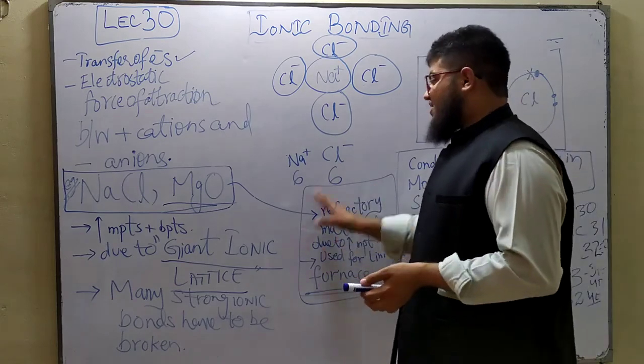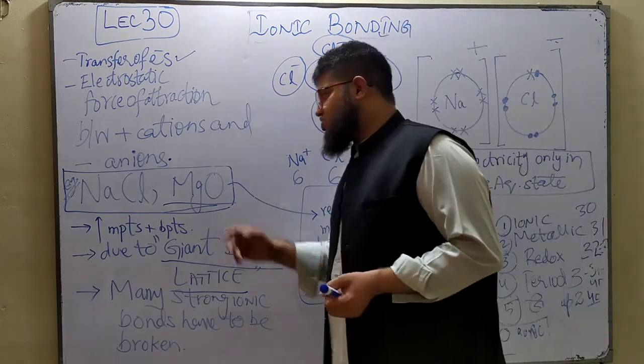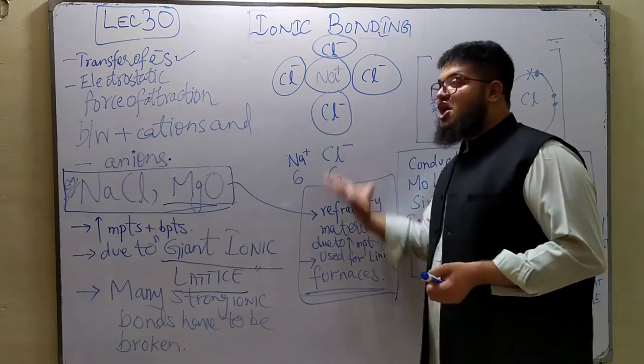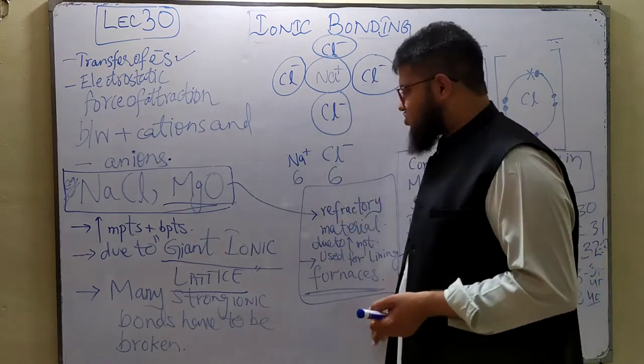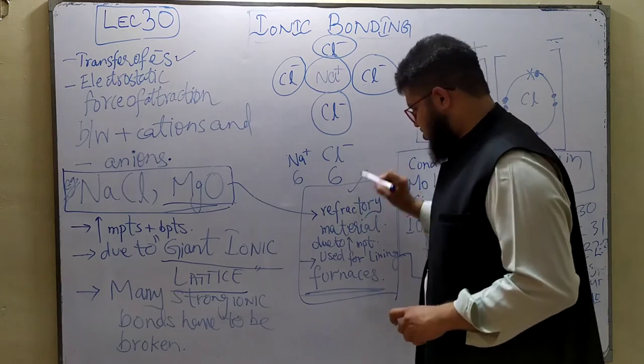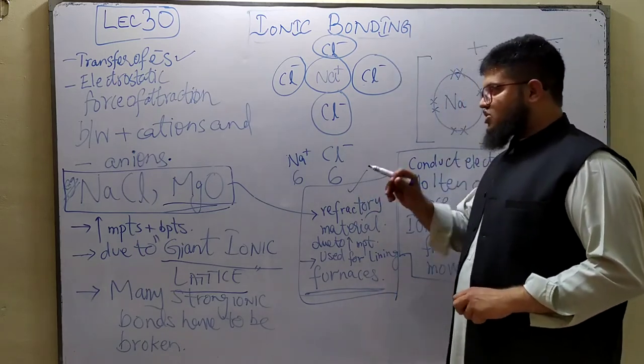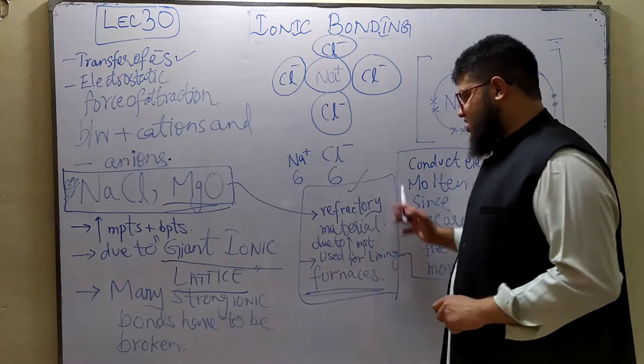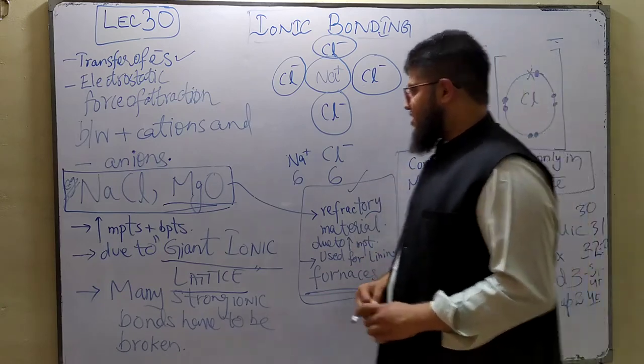Similarly, refractory bricks can also be made using magnesium oxide. I want you guys to learn these uses. These uses must be learned very nicely because this is a very important portion of your exams. Magnesium oxide is used as a refractory material and it is used for lining furnaces.